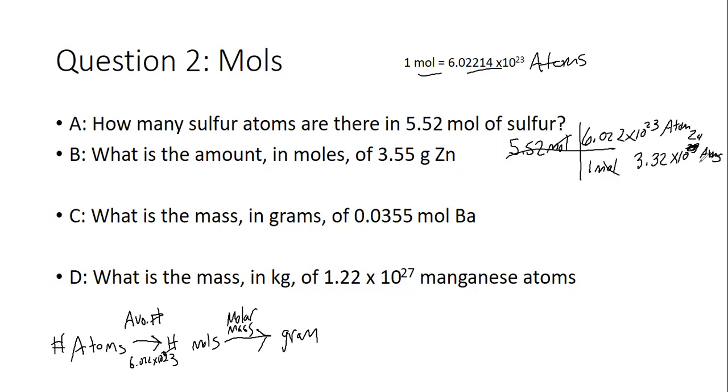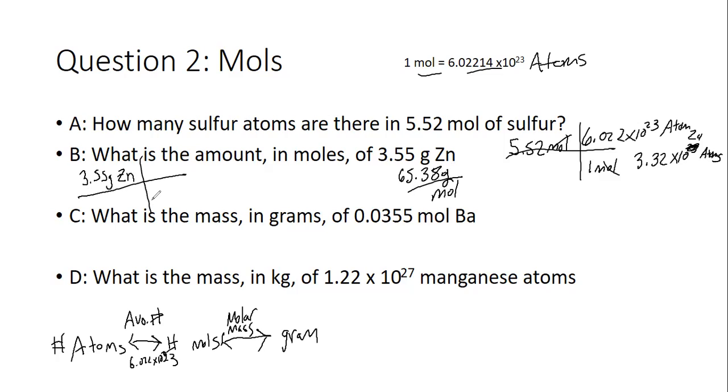What if I want to convert between moles and weight, as in B? So B, I have 3.55 grams of zinc. I want to know how many moles it is. If you want to convert between a weight and moles, you need molar mass. Molar mass is found on the periodic table. So you go to zinc on the periodic table and you find the number underneath zinc, which is 65.38. And the unit that we want to work with is grams per mole.